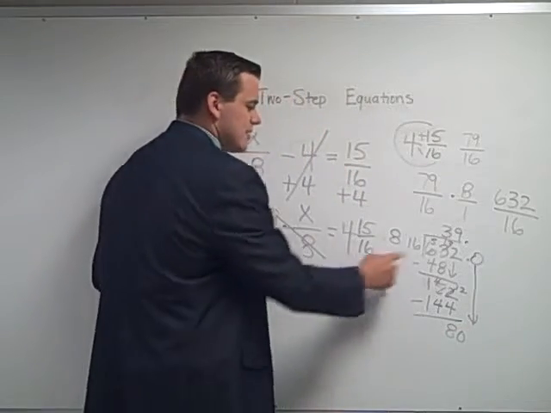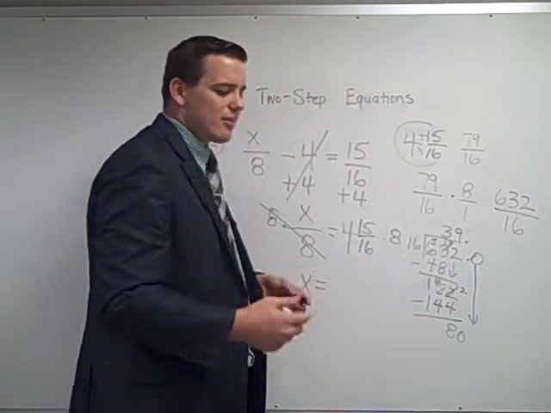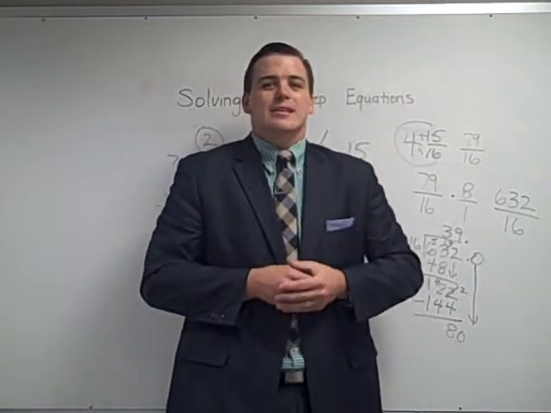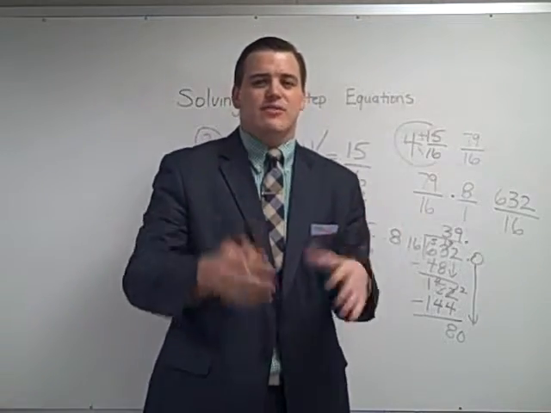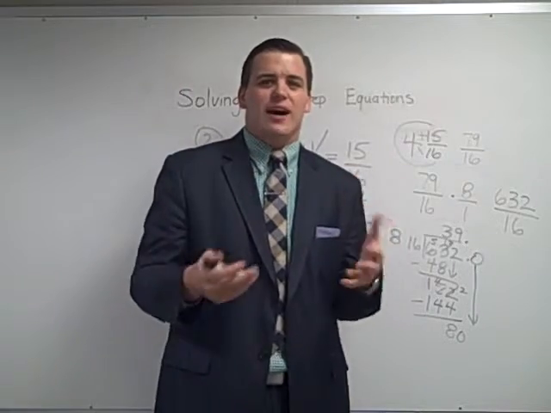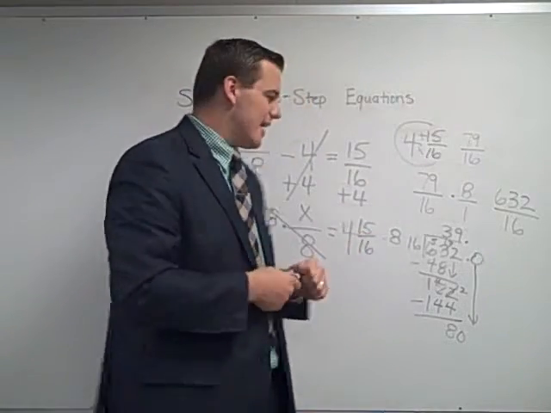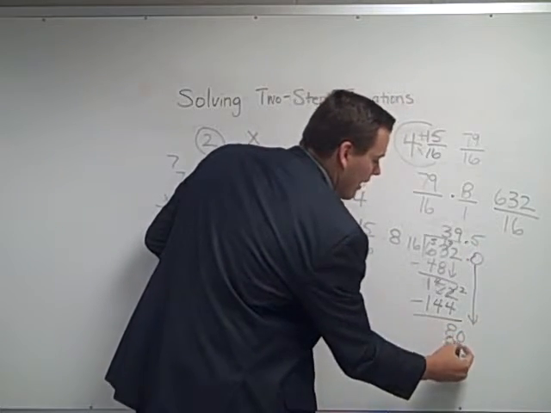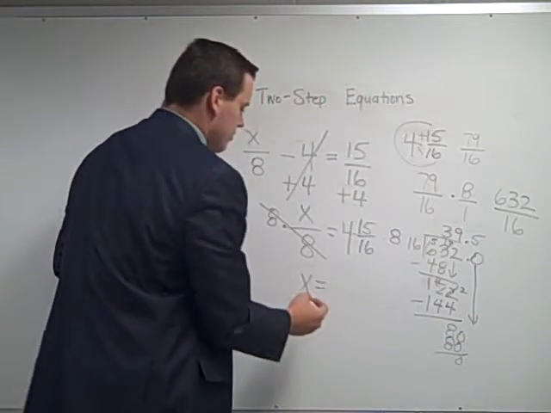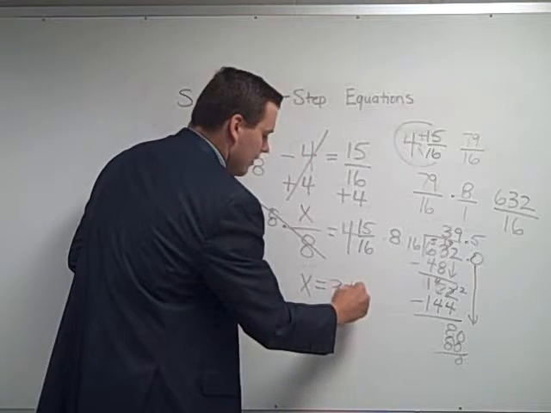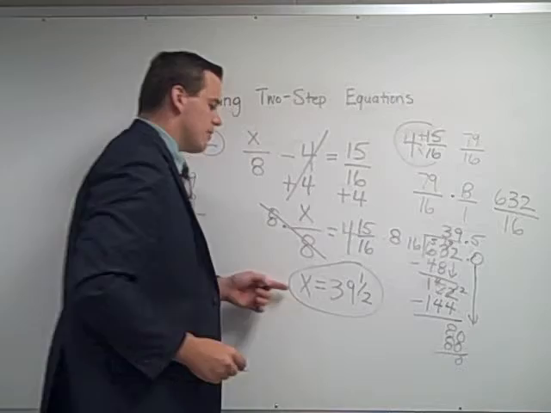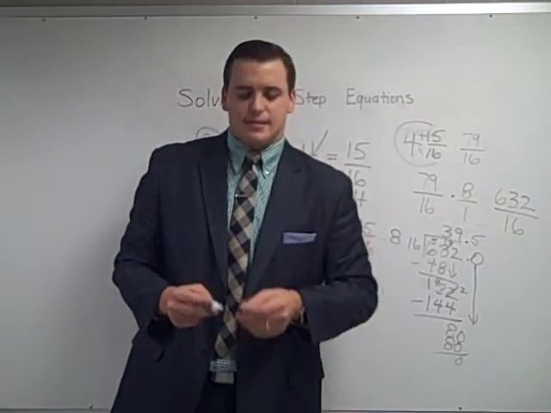Then how many times will 16 go into 80? This is another guess and check opportunity. And I'm just going to guess 5. 16 times 5. 10 times 5 is 50. 6 times 5 is 30. 50 and 30 is 80. So it will go 5 times, and then we are zeroed out. So our answer would be 39 and 1/2. Students, I want you to write it as a mixed number and not as a decimal.